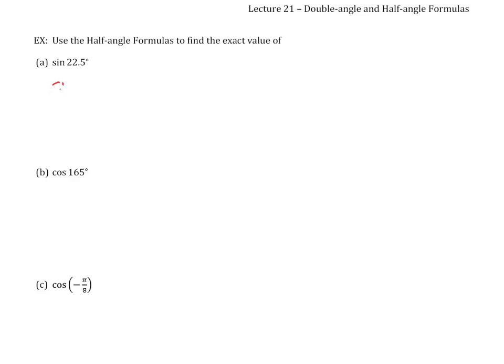In this case, sine of 22.5 is half of 45 degrees. Using the half angle formula, that becomes the square root of 1 minus cosine of, not 2 theta, my bad, of alpha, which is 45, over 2.